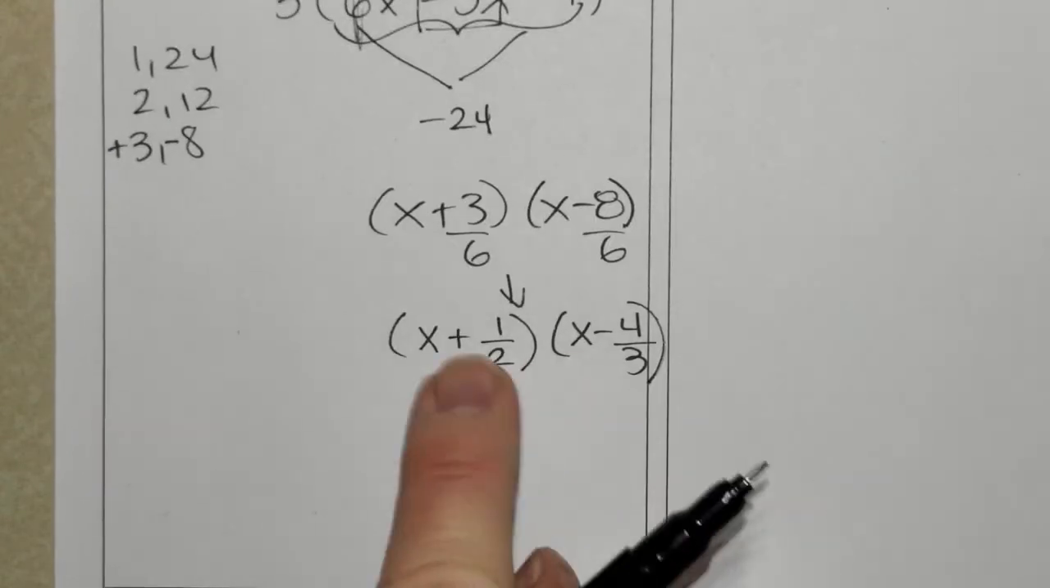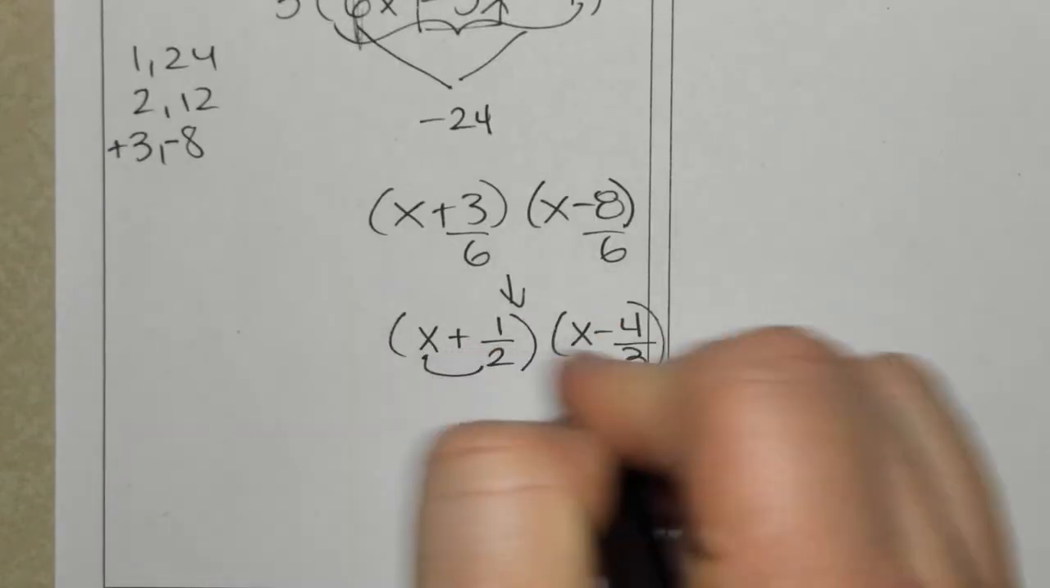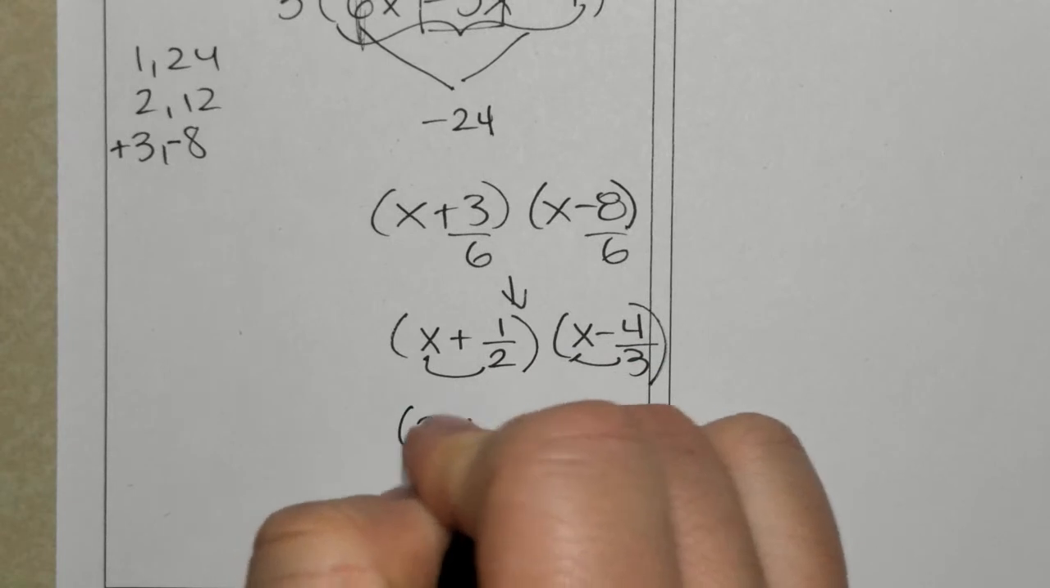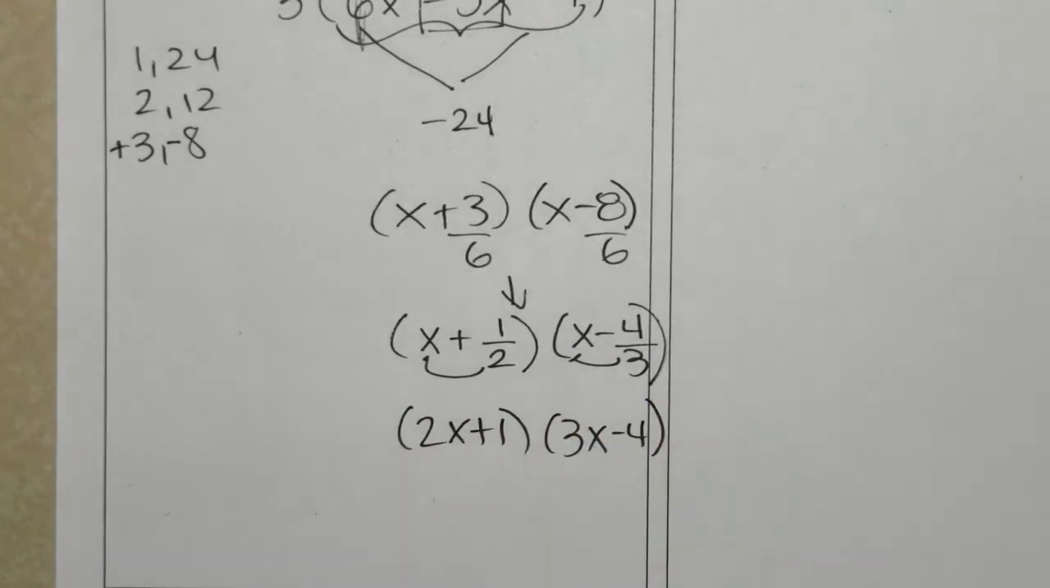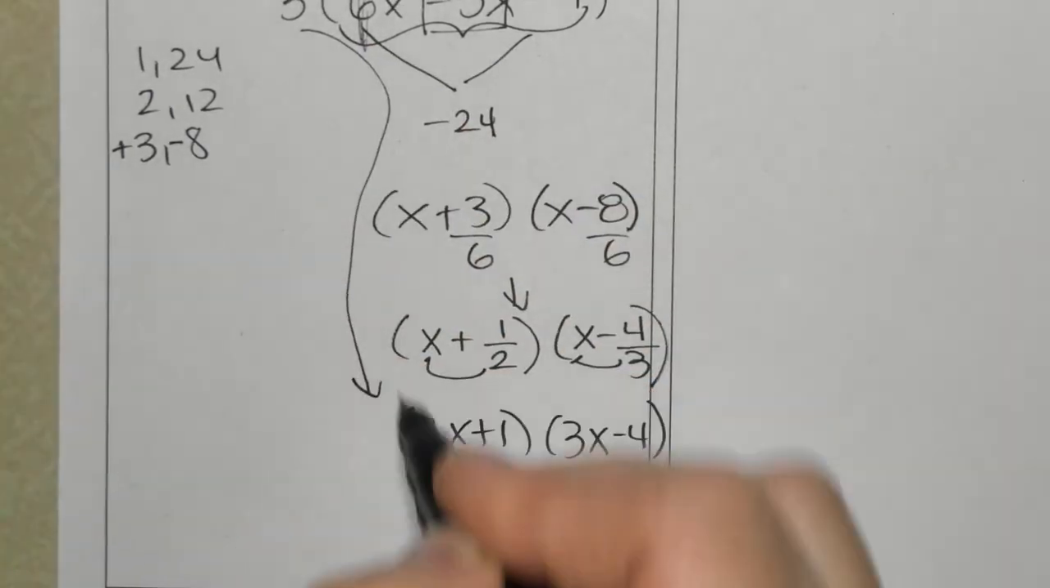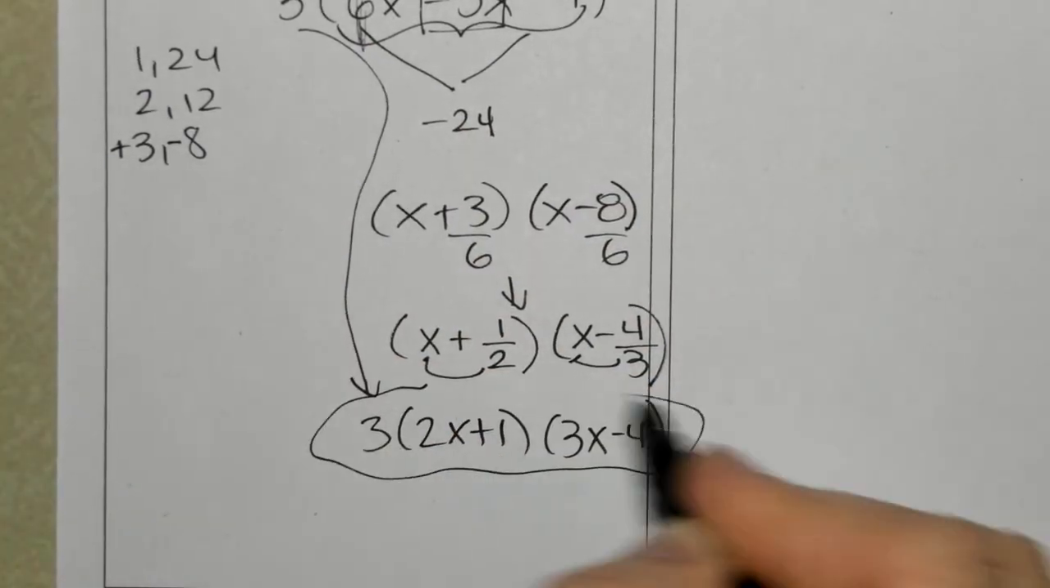I've reduced them, but I don't have a single number, so I must do bottoms up. 2x plus 1, 3x minus 4. Now, why would this still be wrong? Because I can't forget about that original number that I multiplied.